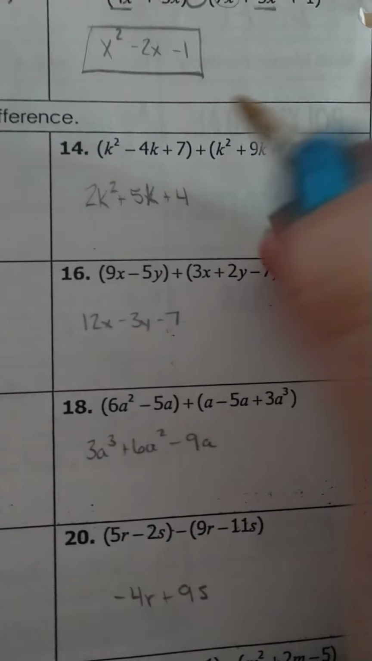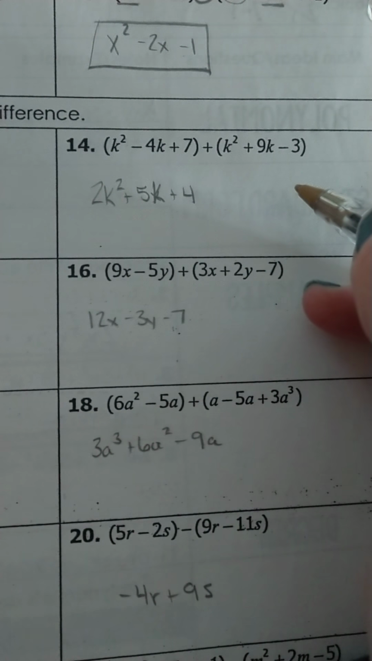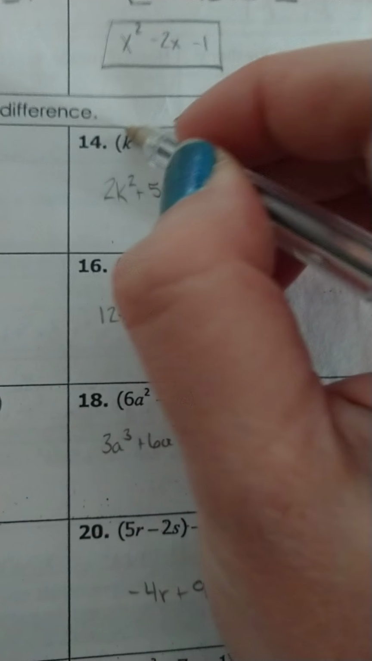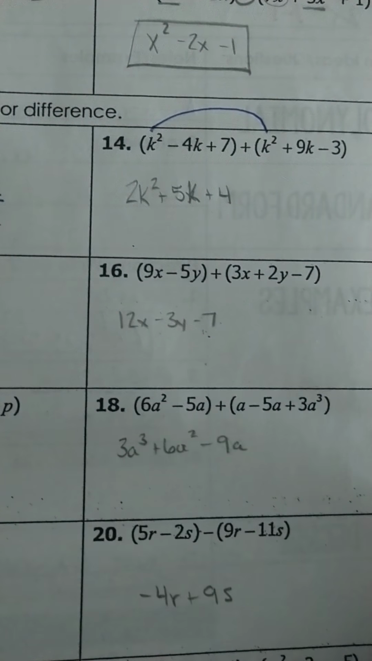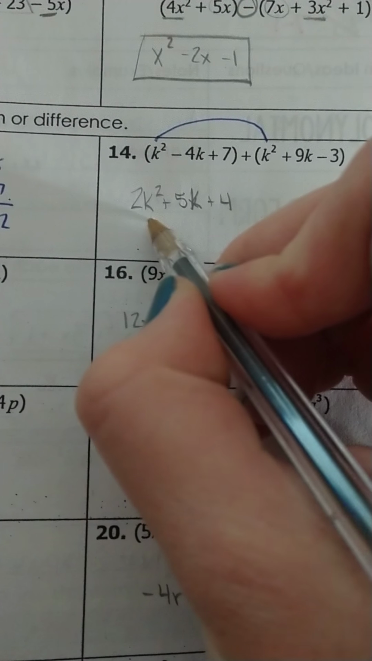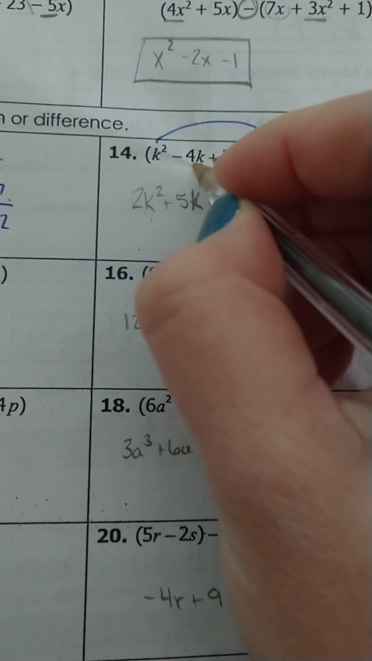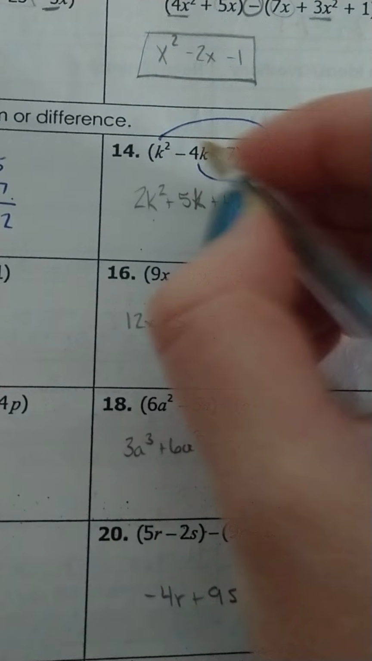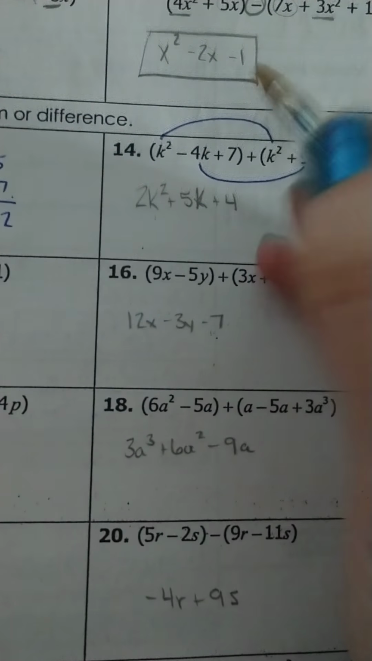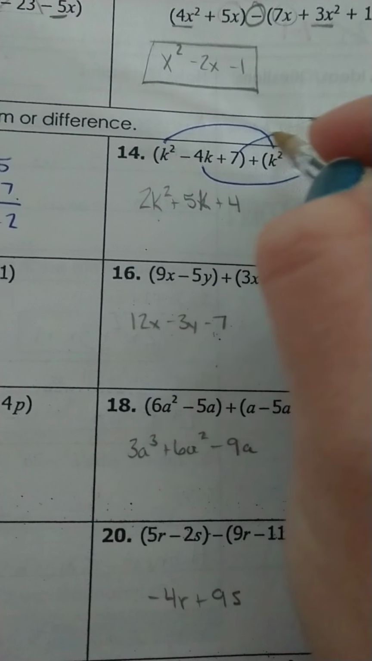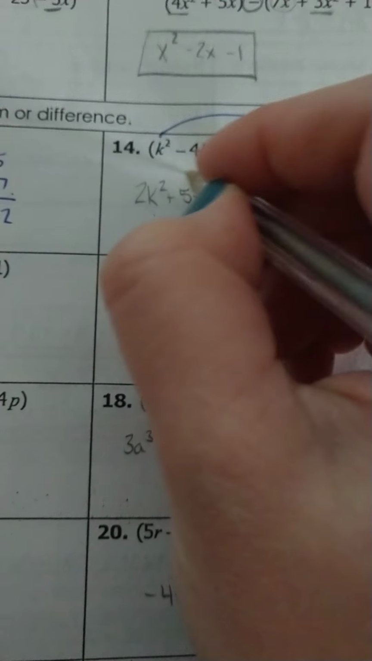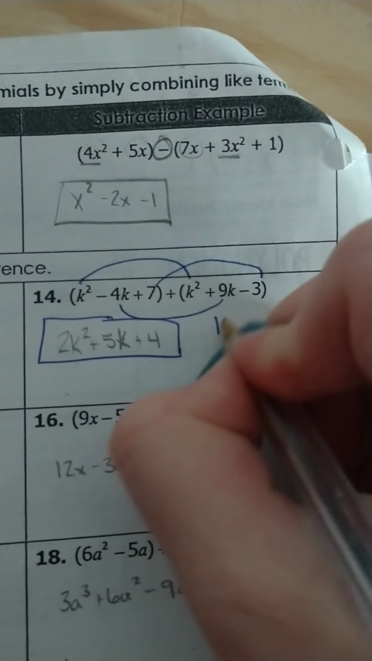Number 14, already in standard form. So again, if you want, you can just add it. You can say, all right, I've got a k squared and a k squared. Well, k squared plus k squared gives me 2k squared. I've got a negative 4k plus 9k. Well, 9 minus 4 is 5. And then lastly, I've got 7 minus 3, that's 4. And be done. But if you need to, go ahead and line it up.